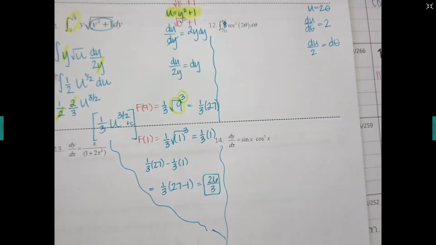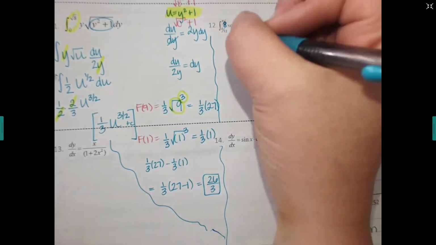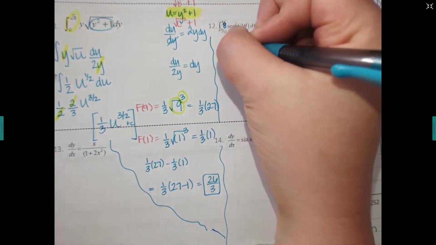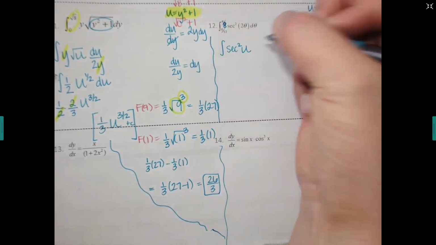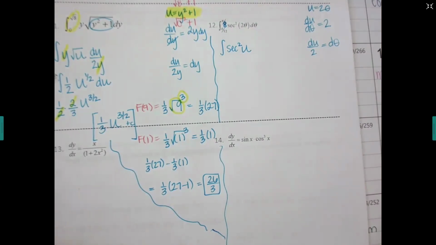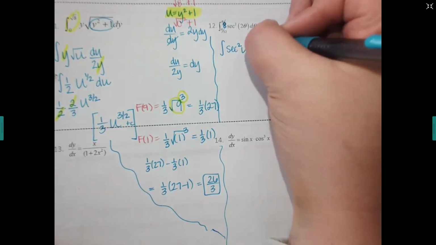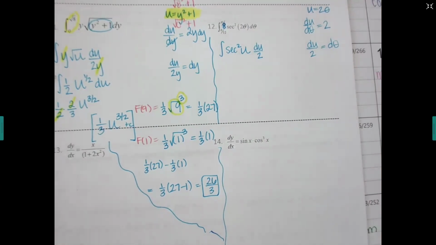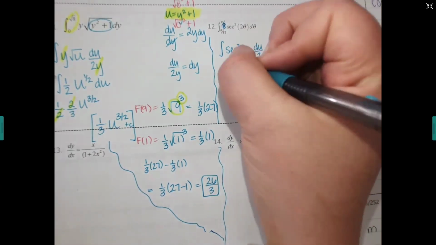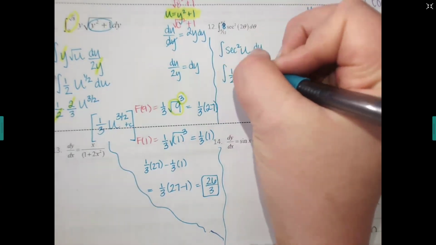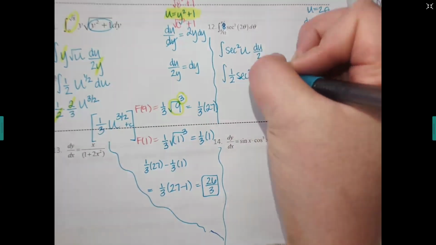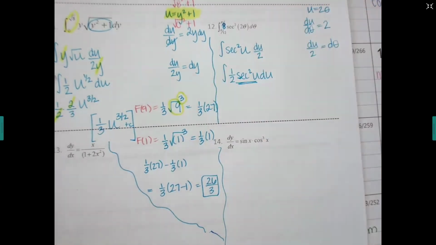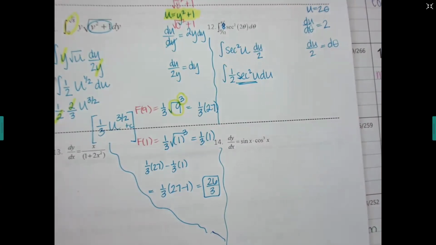Okay, let's rewrite it. So I have the integral of secant squared u, because remember, my 2 theta is a u now, and my d theta is now a du over 2. What can I do with the over 2 if I want to pull it to the front? So it's a 1/2 secant squared. And then this is one of the special rules that you should know off your sheet. Integral of secant squared goes back to tangent.